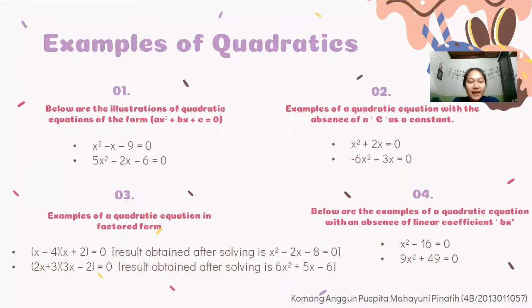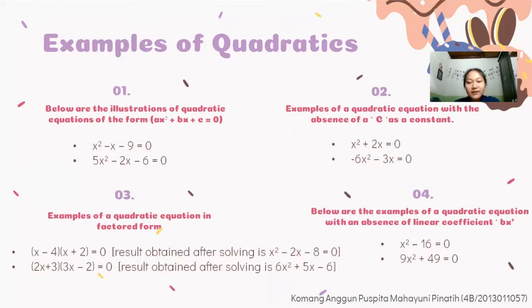The third is an example of a quadratic equation in factor form. There are x minus 4 and x plus 2 equals 0, and the result obtained after solving, we get x squared minus 2x minus 8 equals 0. And the second is 2x plus 3 and 3x minus 2 equals 0, and after solving, we get 6x squared plus 5x minus 6 equals 0.